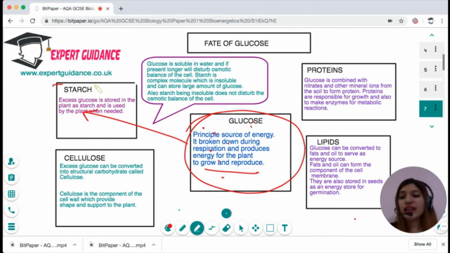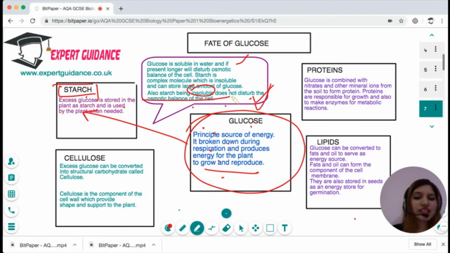Now they'll ask you why we store the excess glucose as starch. Why not just store it as glucose? The problem is that glucose is soluble in water, and as it's soluble in water, it can disturb the osmotic balance and can cause unnecessary osmosis of water. On the other hand, starch is an insoluble complex molecule. It's a bigger molecule. It can take in a large amount of glucose molecules. It can store a large amount of glucose, being compact, and the basic importance of that is it is insoluble. So as it is insoluble, you need to say it does not disturb the osmotic balance of the cell.